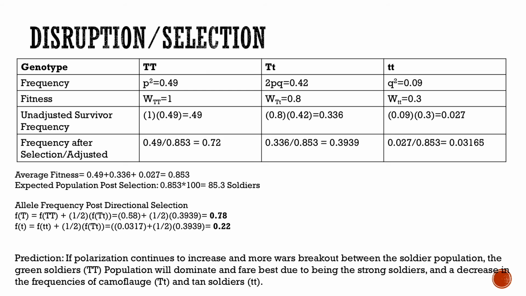We also know that directional selection has taken place here, as the green soldiers are stronger than the camouflage and tan soldiers, due to them having Hulk-like capabilities because they are green. We can predict that polarization and fighting continues to increase with more wars taking place. Then the green soldiers' big T big T population will dominate or increase, while the frequencies of the camouflage soldiers, big T little t, and the tan soldiers, little t little t, will decrease.